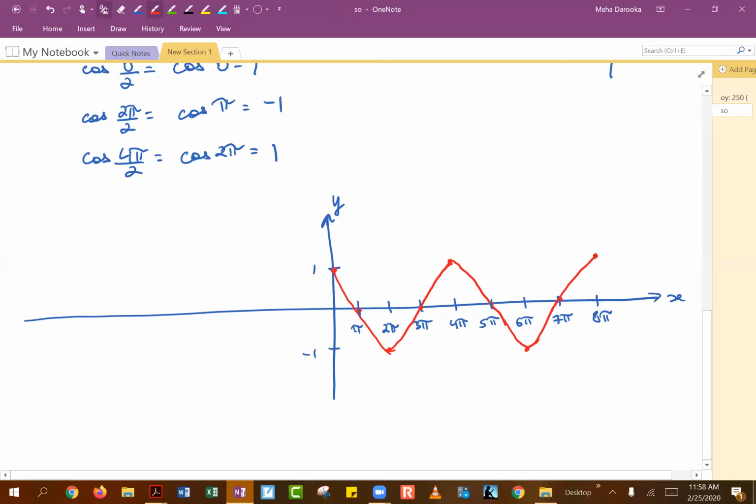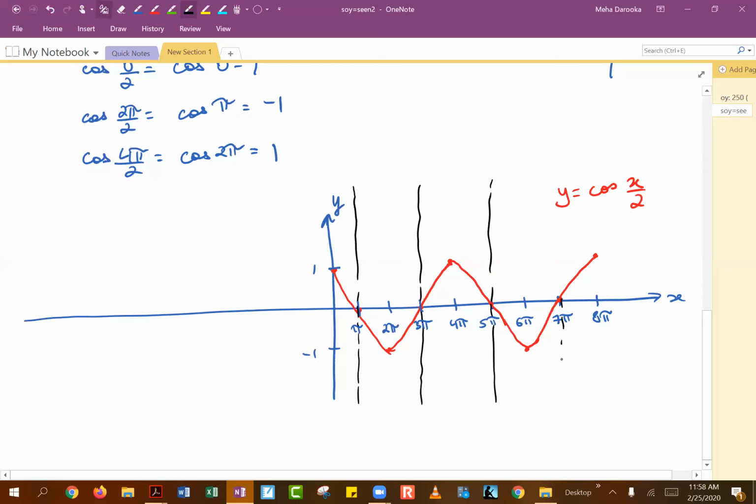Okay, so that would be our cosine function in red. So that's y equals cosine of x over 2. Now what should we do? Where should we start so that we can draw the secant function? Yeah, very good. Through the intercepts, you want to draw your asymptotes. So the first one in this will be at pi, and then at 3 pi, 5 pi, and 7 pi. Okay, very good.